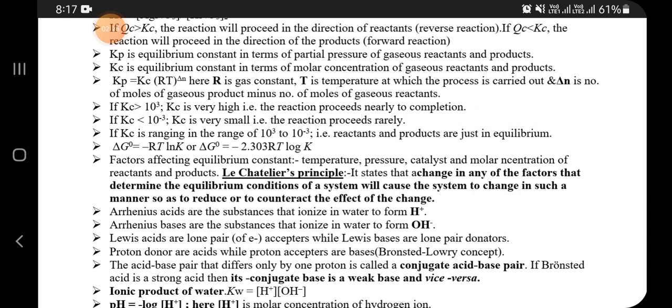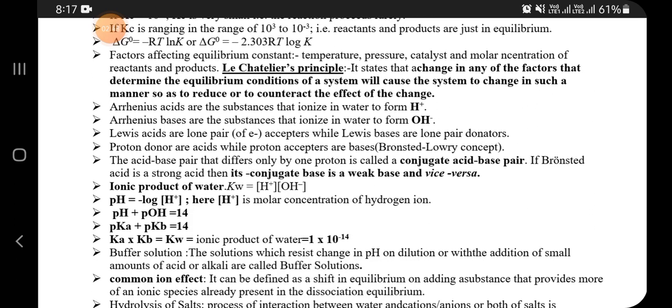One formula which links thermodynamics and equilibrium together is delta G naught equals minus RT ln K, which is also equal to delta G naught equals minus 2.303 RT log K. Then the next topic, which is very important, is the factors affecting equilibrium constant: temperature, pressure, catalyst and molar concentration of reactants and products.